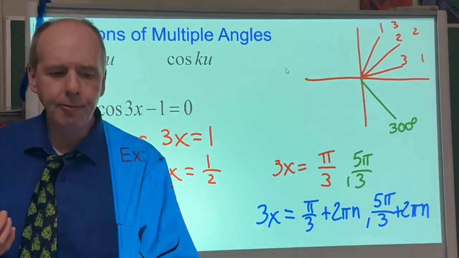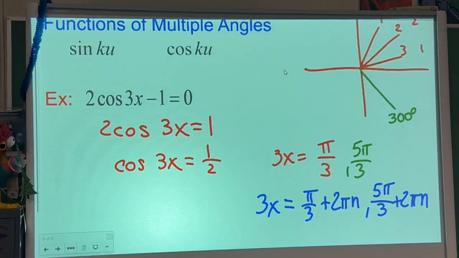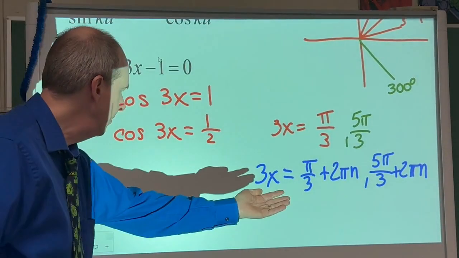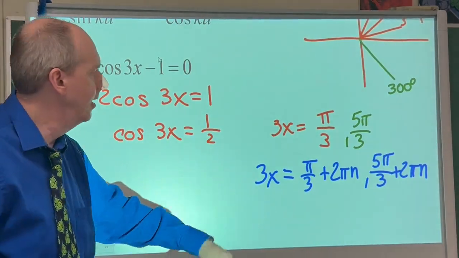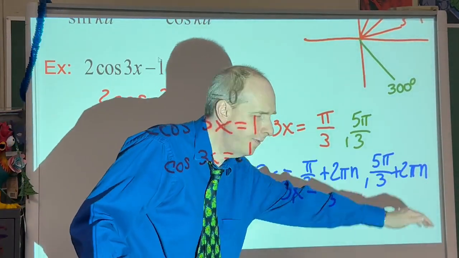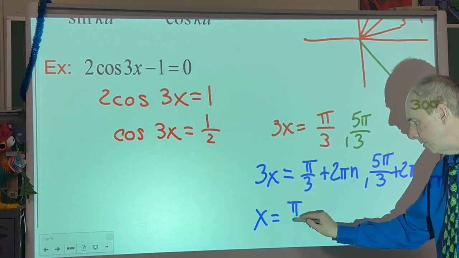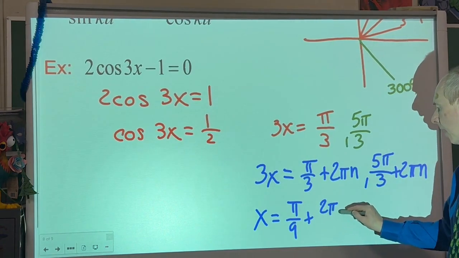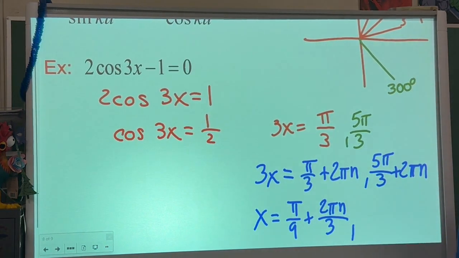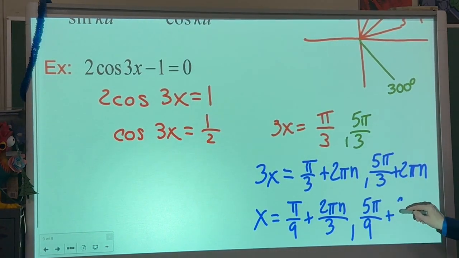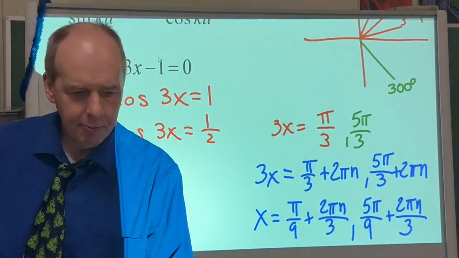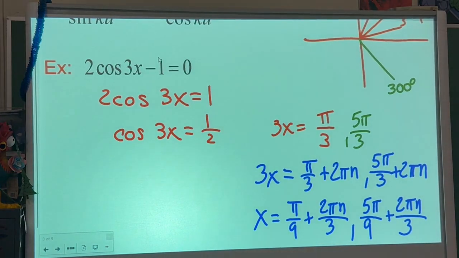But that's still equal to 3x. So, how do you find just x? Well, you divide by 3. We'll divide that by 3, divide that by 3, divide that by 3, divide that by 3. So, x will equal pi over 9 plus 2 pi n over 3 and 5 pi over 9 plus 2 pi n over 3. Those would be our general solutions for any angle, not just from 0 to 2 pi.